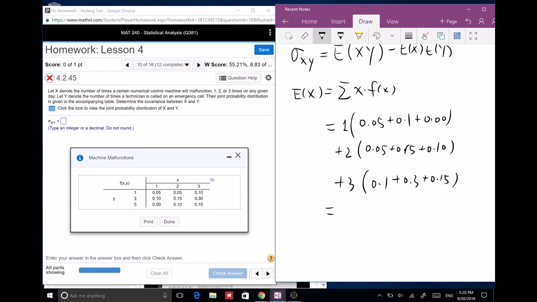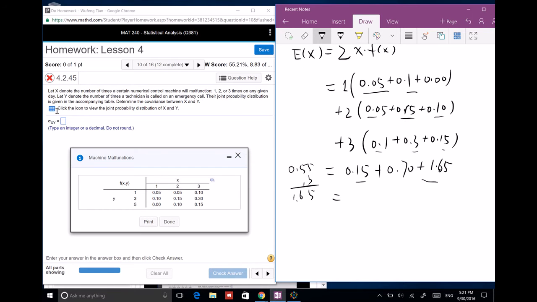So it's 1 times 0.15, plus 2 times 0.25 is 0.50, plus 0.55 times 3, which is 1.65. So the answer is 2.5.